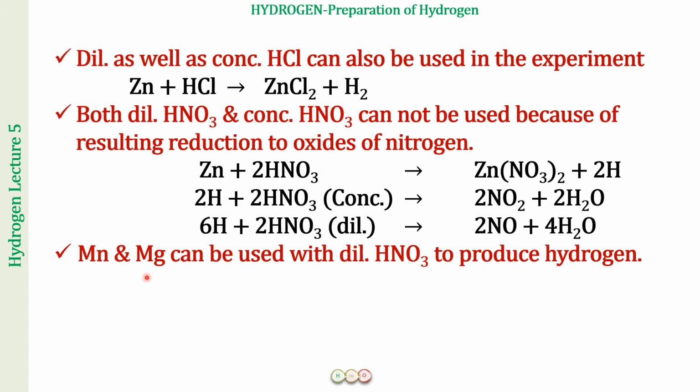Either manganese or magnesium, when they react with dilute HNO3, will produce hydrogen. The reaction, for example, for magnesium is magnesium plus HNO3 forming magnesium nitrate plus hydrogen. Okay, so this is as far as the laboratory preparation of hydrogen is concerned.